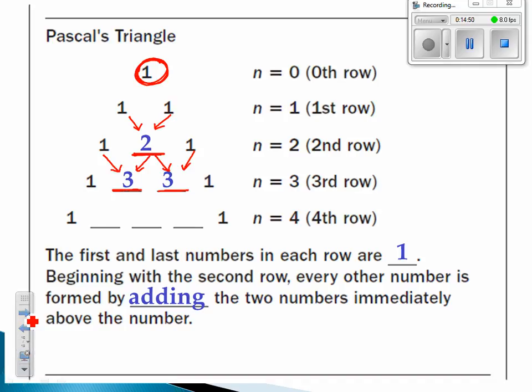Then we move down to our bottom row. Okay, we got to find 3 terms this time. But it's still made the same way. 1 plus 3 makes 4. Then we go to our next number. 3 plus 3 makes 6. And then 3 plus 1 makes 4.